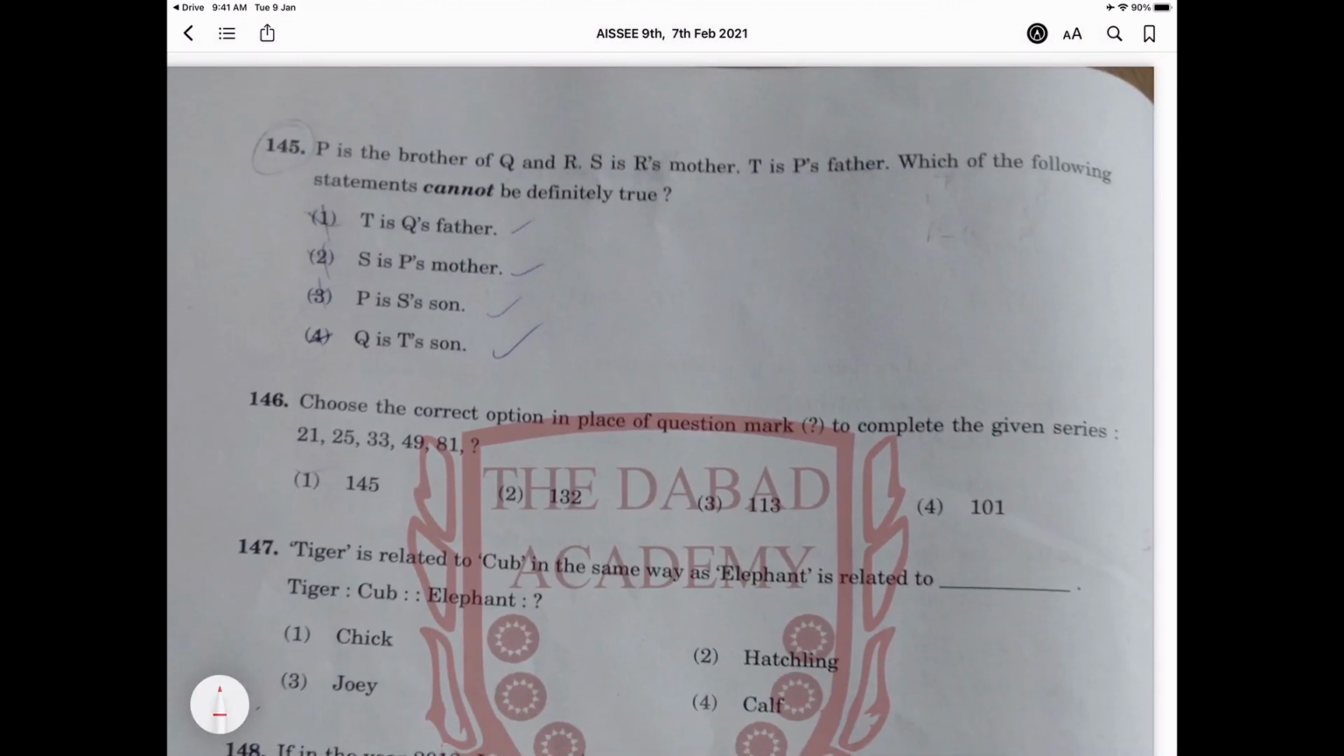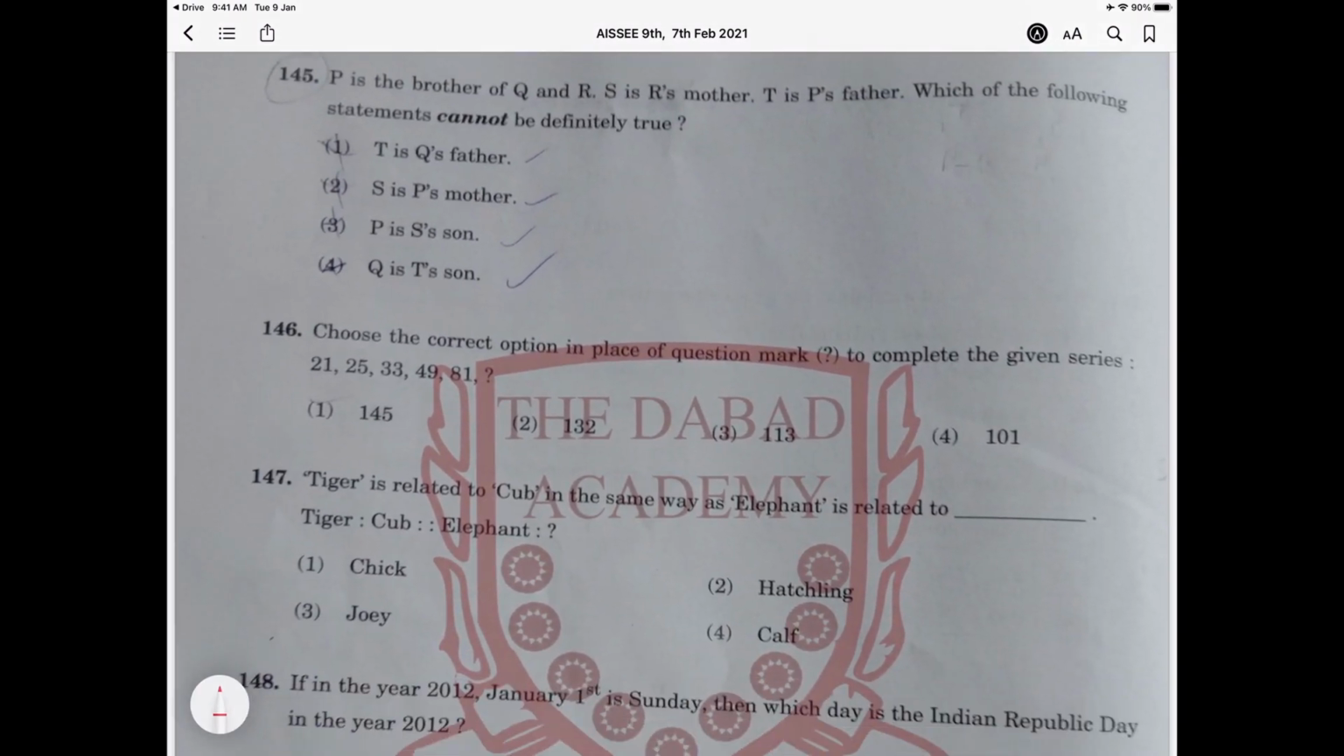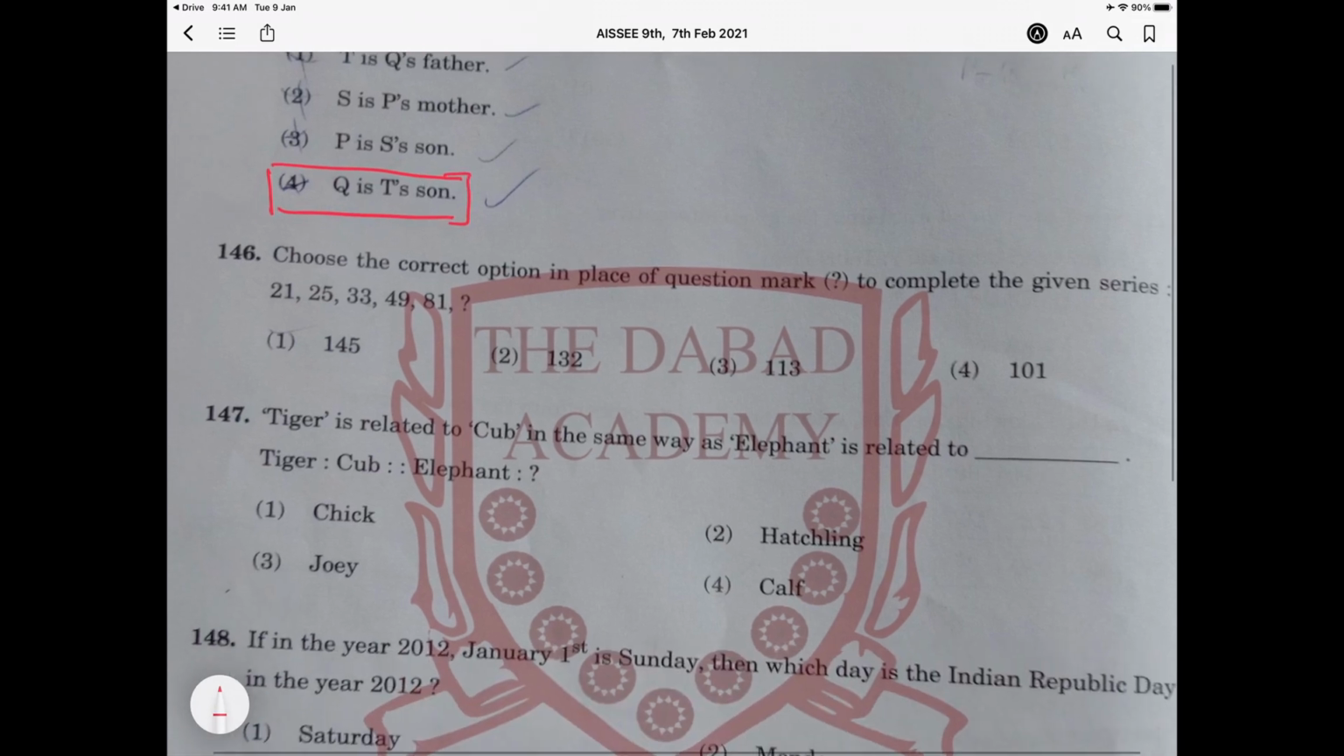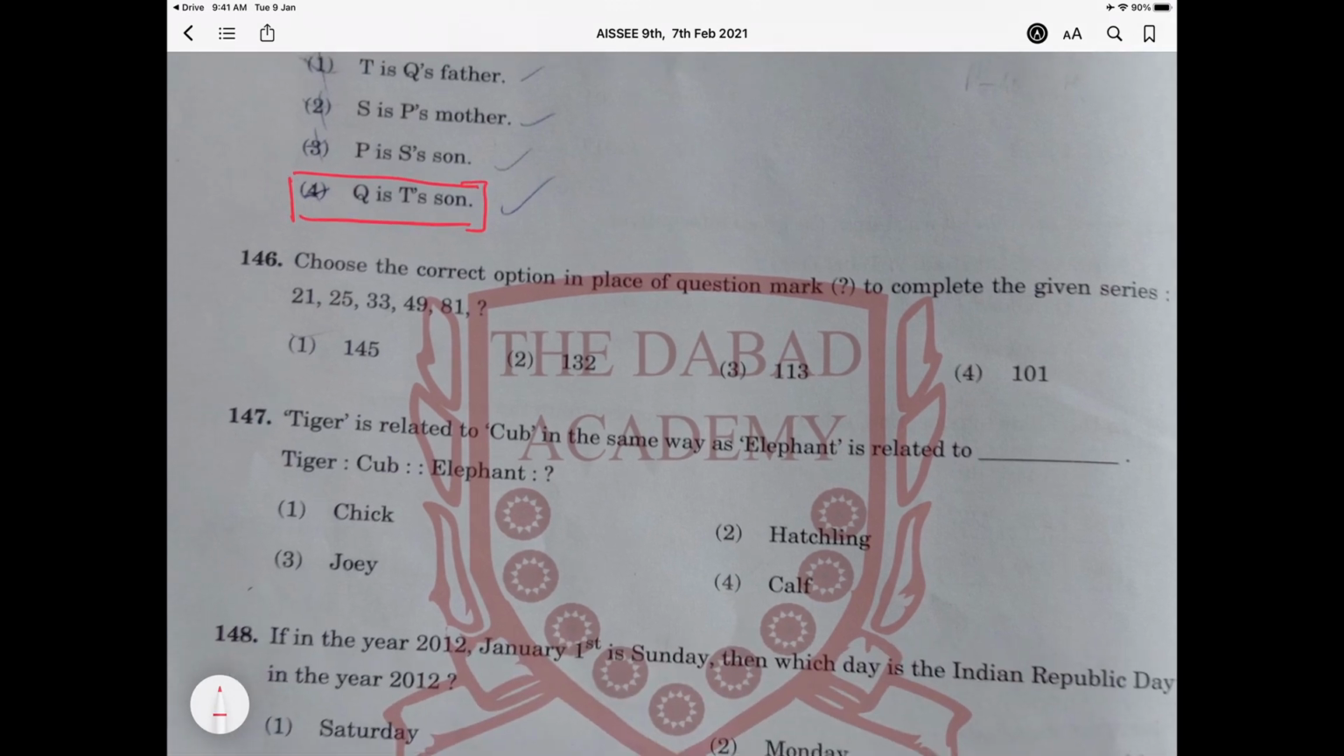P is brother of Q and R. S is R's mother. T is P's father. Which of the following statement cannot be definitely true? So in 145, Q is T's son. This cannot be definitely true. Option number 4.